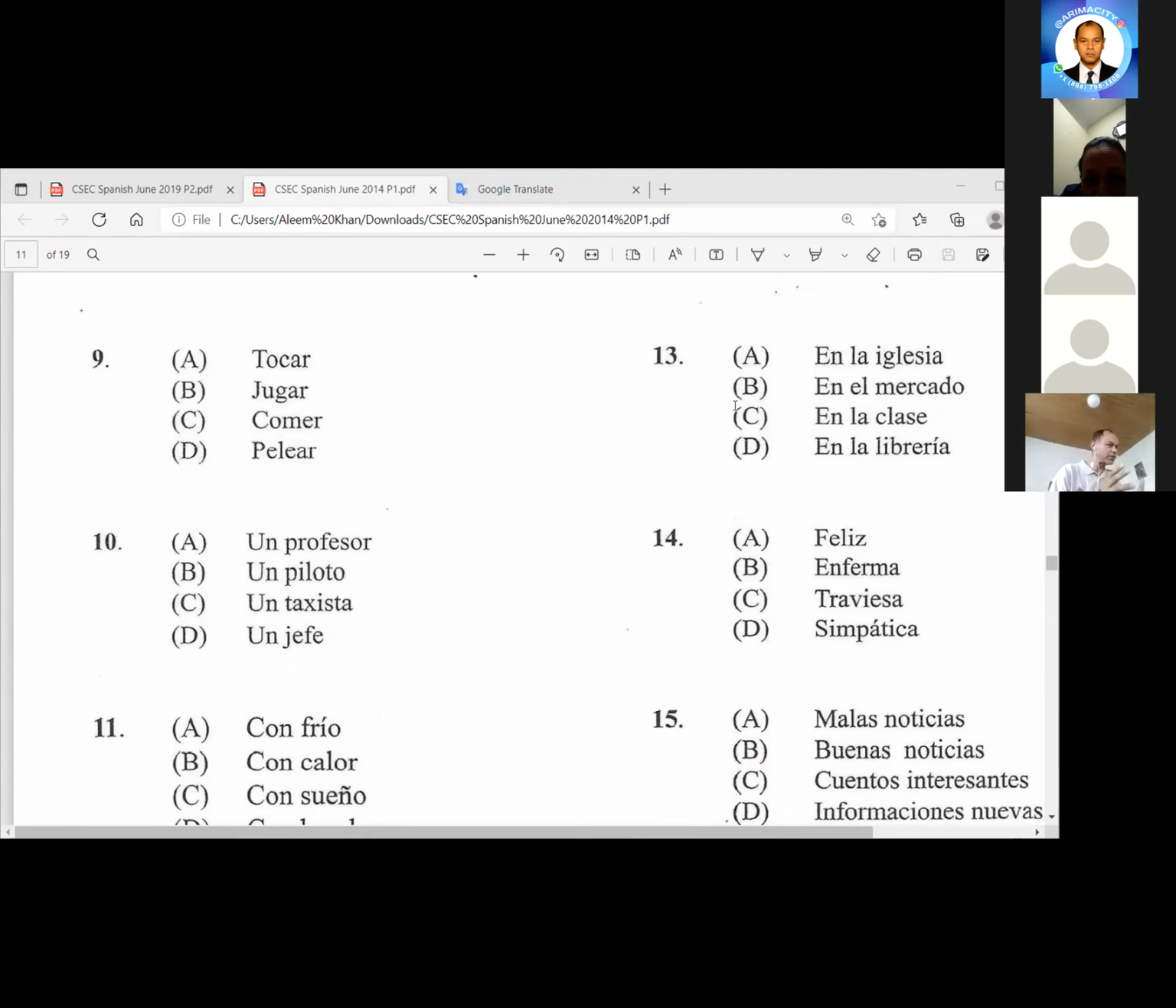Okay, I'll tell you what those things mean. En la iglesia means in church. In Spanish, they say in the church, but in English, we just say in church, okay?